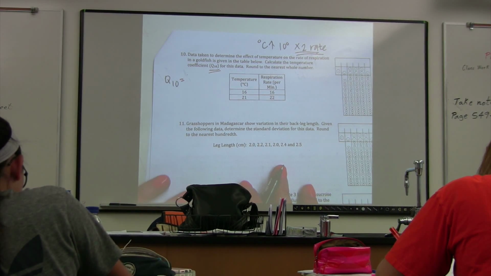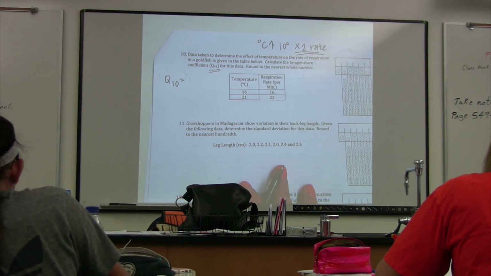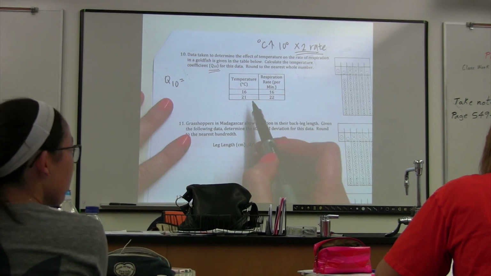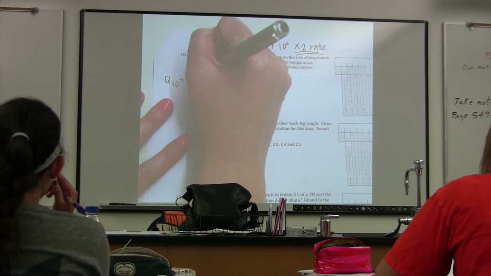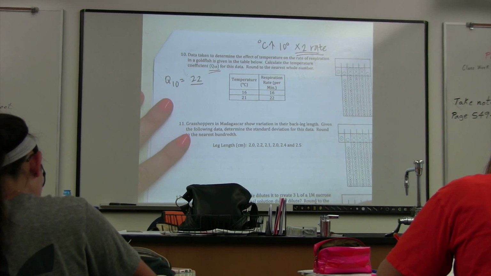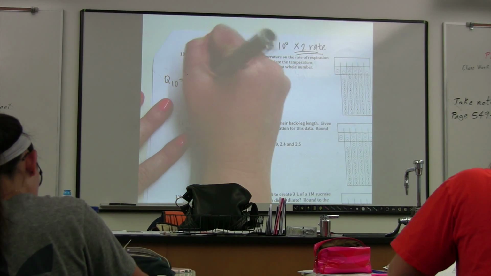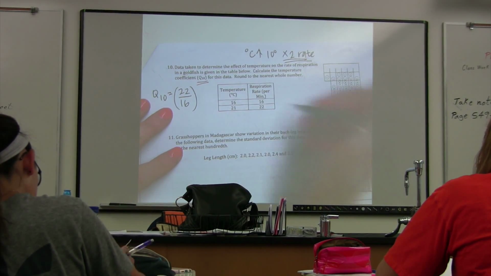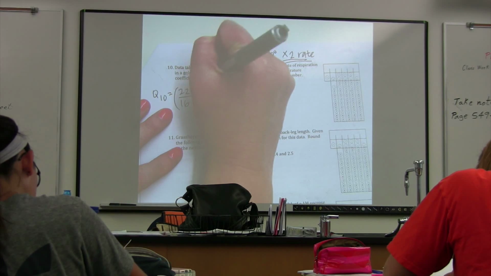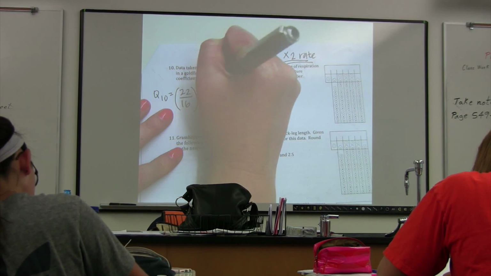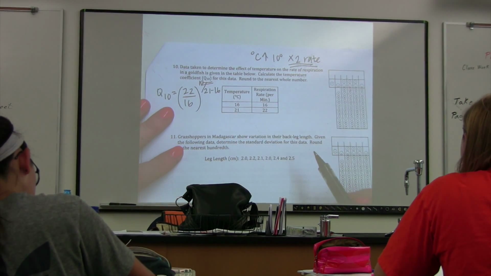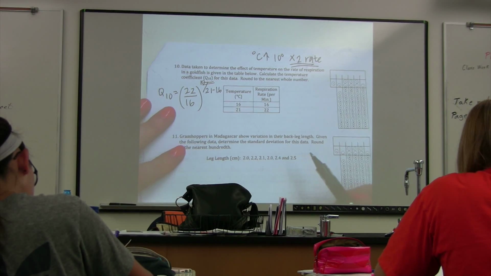I'm going to say Q10 equals all that crazy stuff. Well, what is K2? That's my reaction rate at temperature 2, so it must be my later one. There it is, so 22. And then it's over K1, so it's over 16. Next, 10 is a constant, so to the power of 10 over 21 minus 16. Literally all I'm doing is plugging in values.